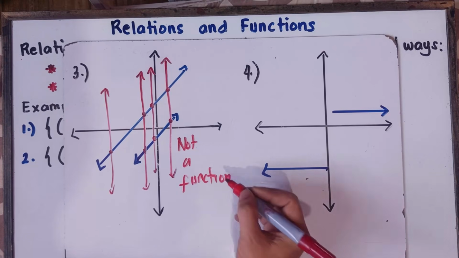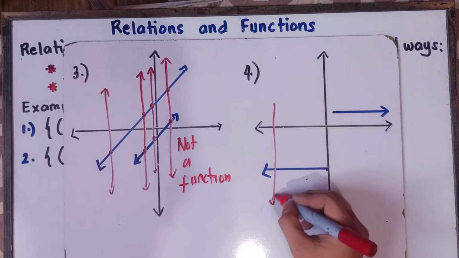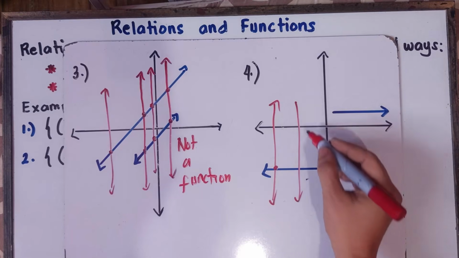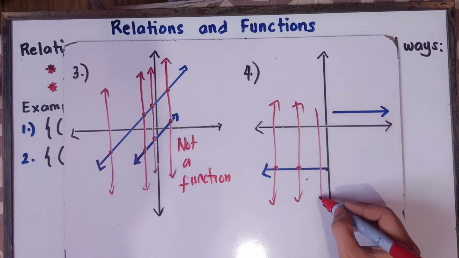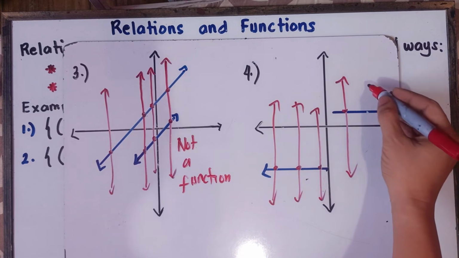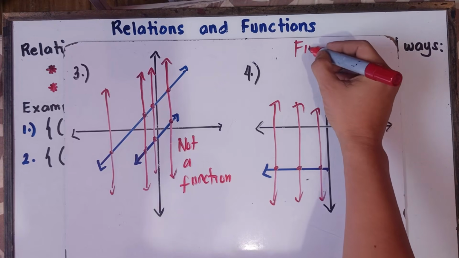Alright, how about example number 4? Let's do that. So, vertical line test. How many points? Only 1 point lies on this graph. Only 1 point. This one right here, only 1 point. This one right here, only 1 point. So therefore, this will be a function.